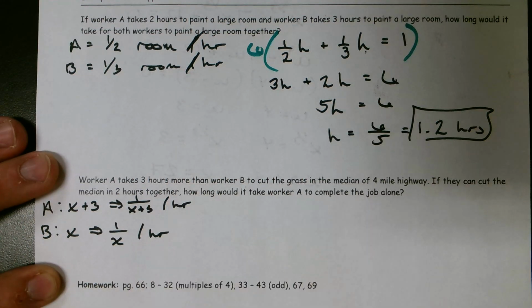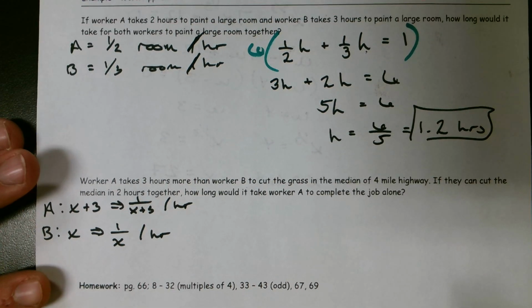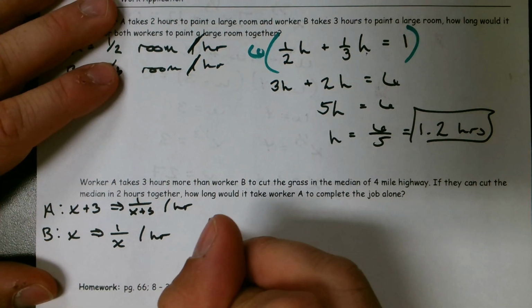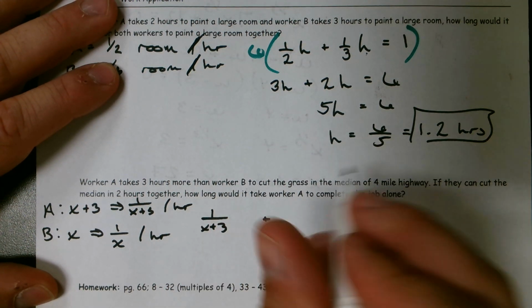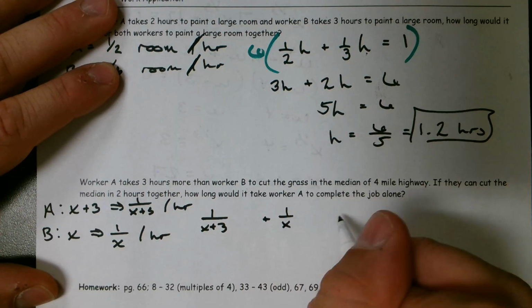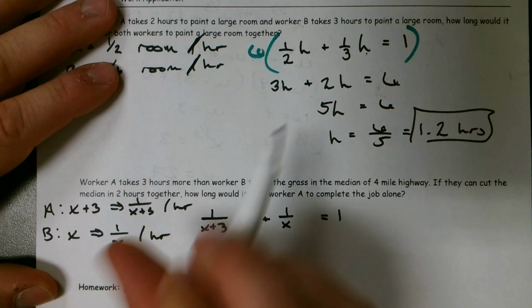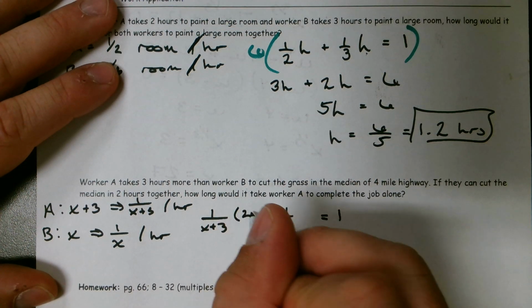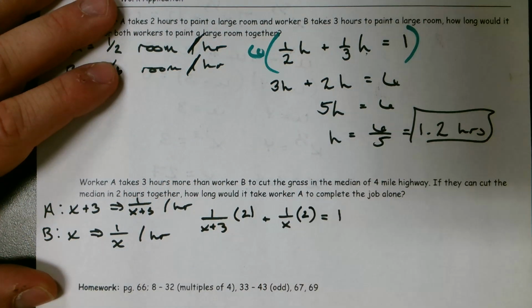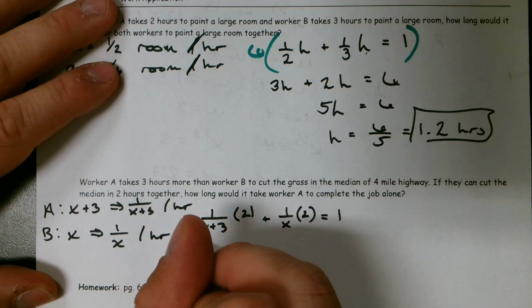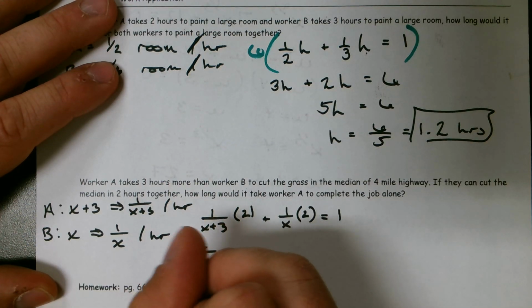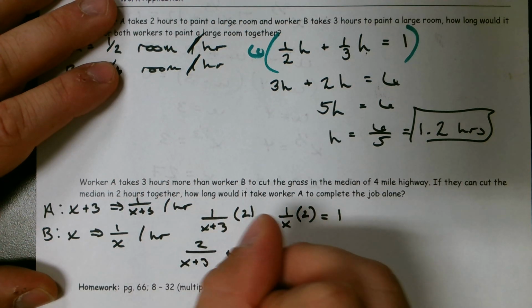So we're going to set this up the exact same way we did before. 1/(x+3) plus 1/x needs to be equal to a whole median of the grass being mowed, or a room painted, or whatever. Now we told you they're giving us the hours. They give us the h like we used before, and we know the h is going to be 2 hours. So let's go ahead and solve. So we've got 2/(x+3) plus 2/x has to equal 1.